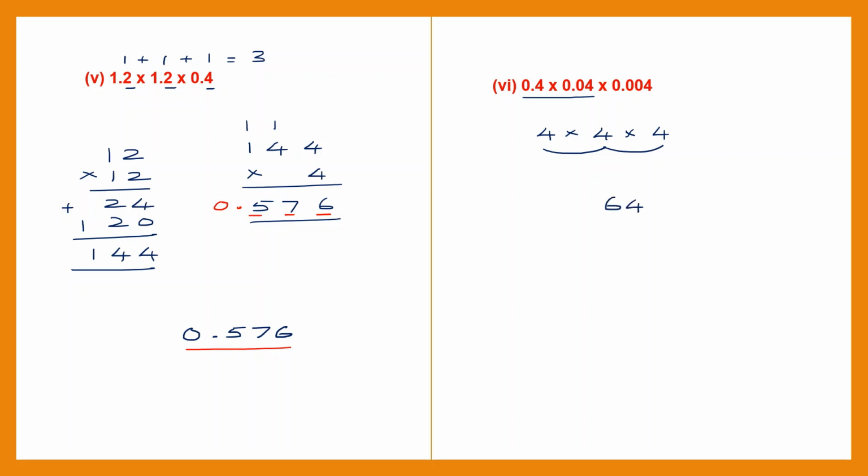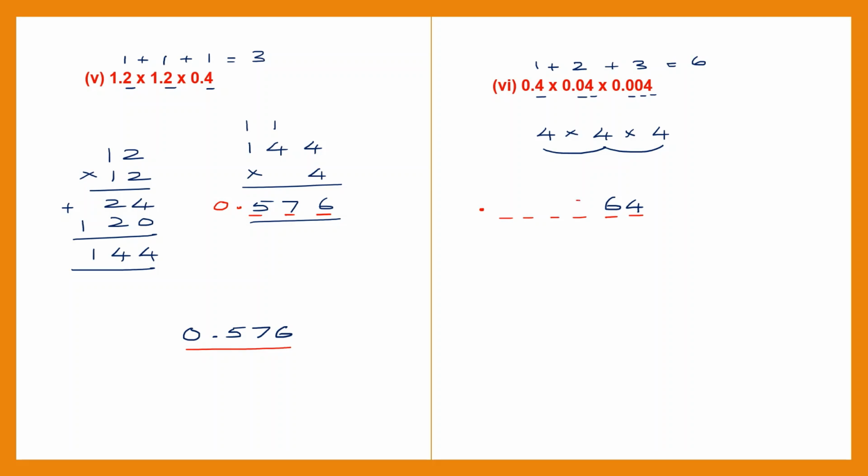Now let's go back to the question and count the number of decimal places. So here there's 1, here 1, 2. There are 2 and here 1, 2, 3. There are 3 decimal places. So let's add this up. 1 plus 2 is 3. 3 plus 3 is 6. So that means our answer also should have 6 decimal places. So let's start from the right and move to the left 6 places. 1, 2, 3, 4, 5, 6 and then the point comes.